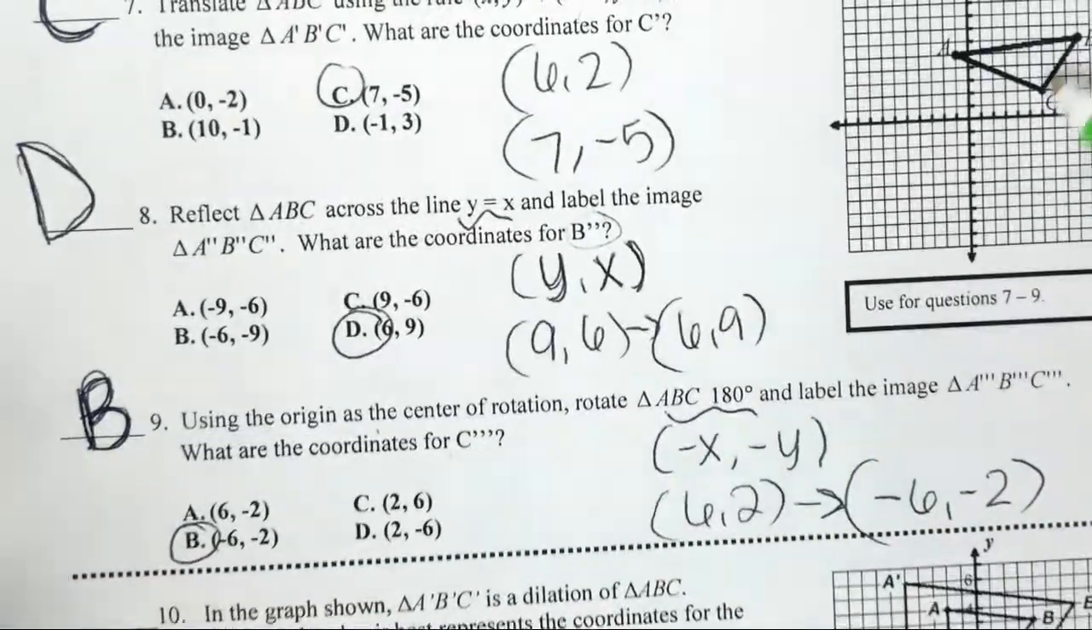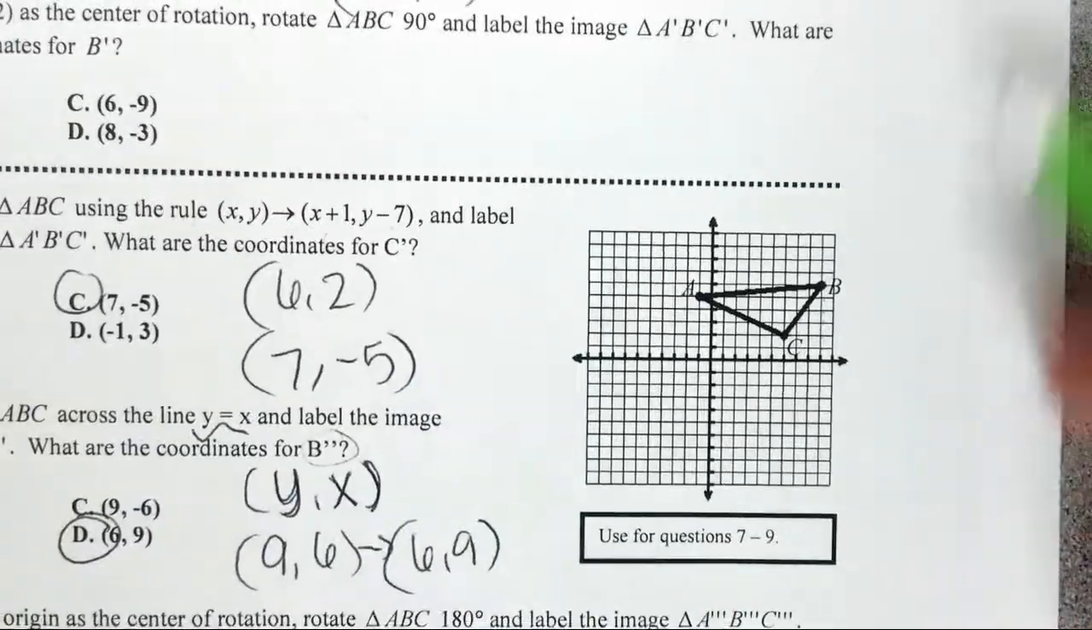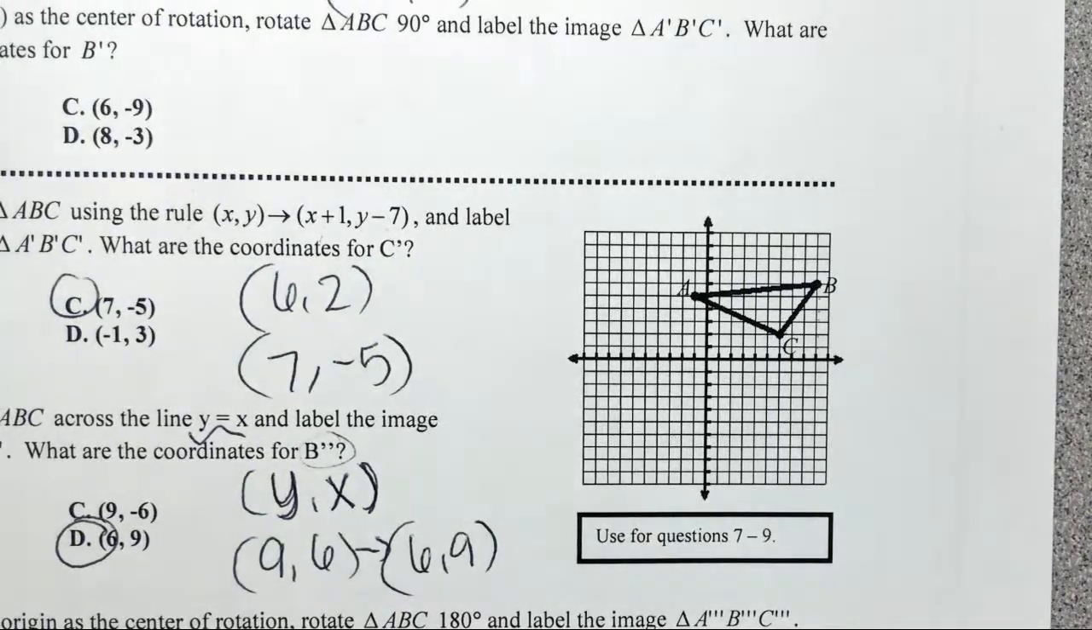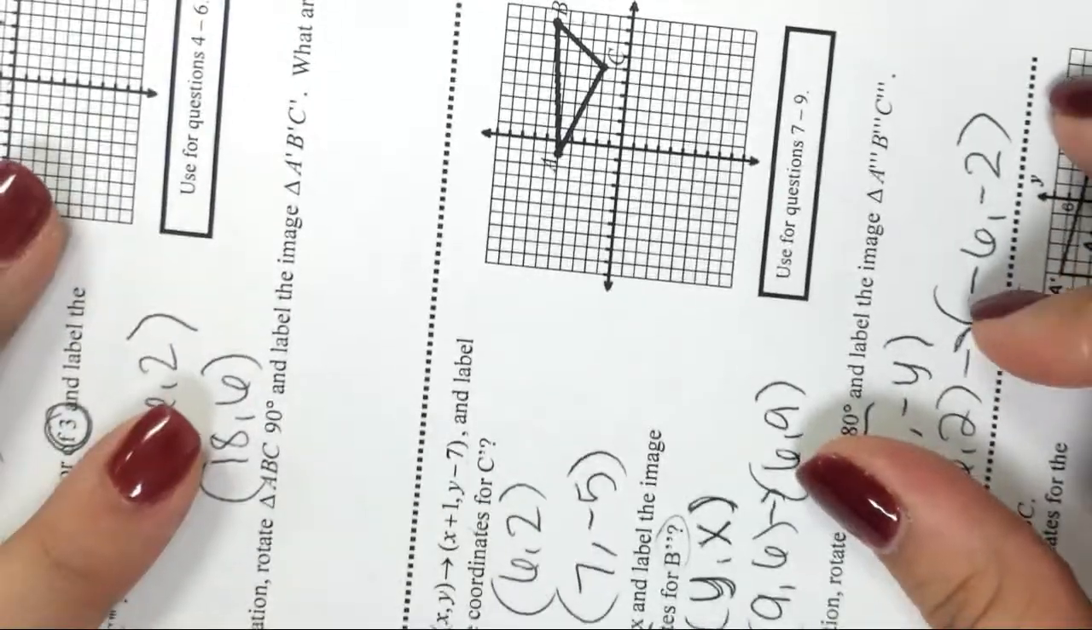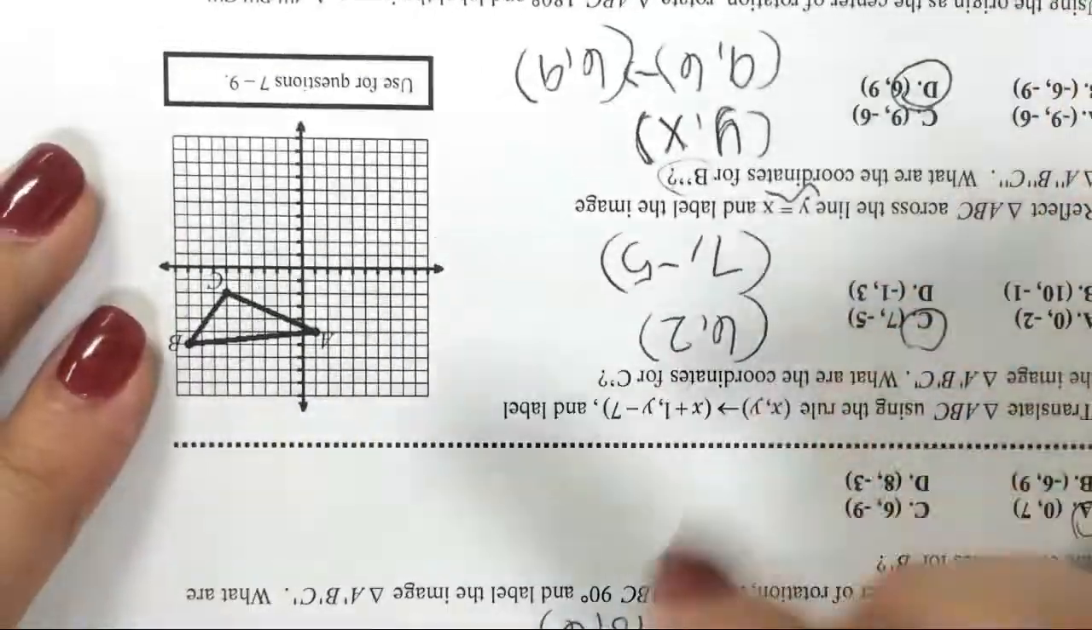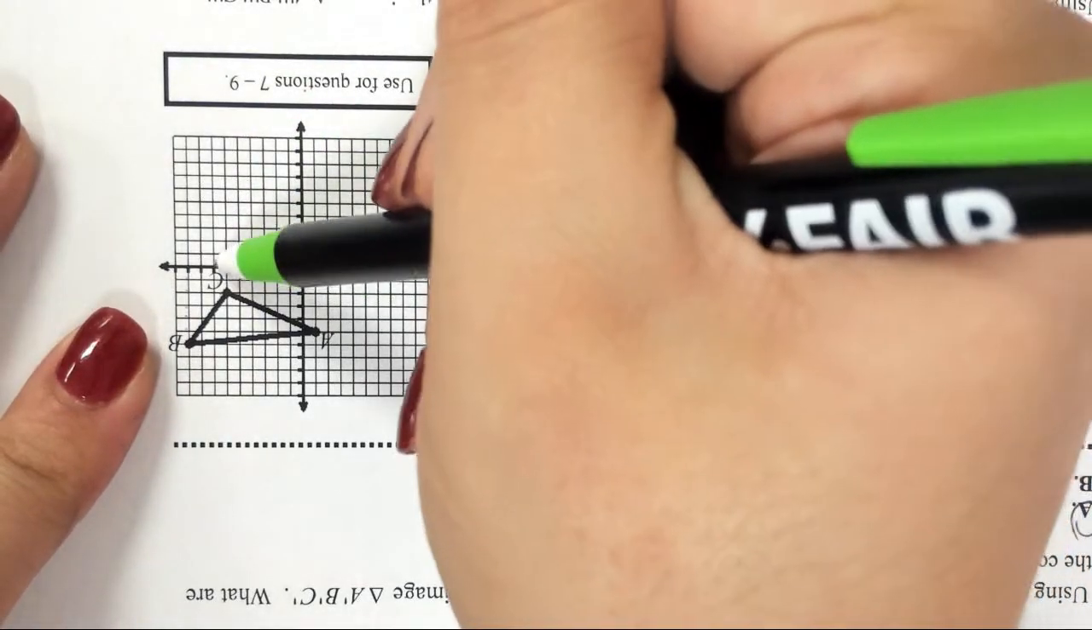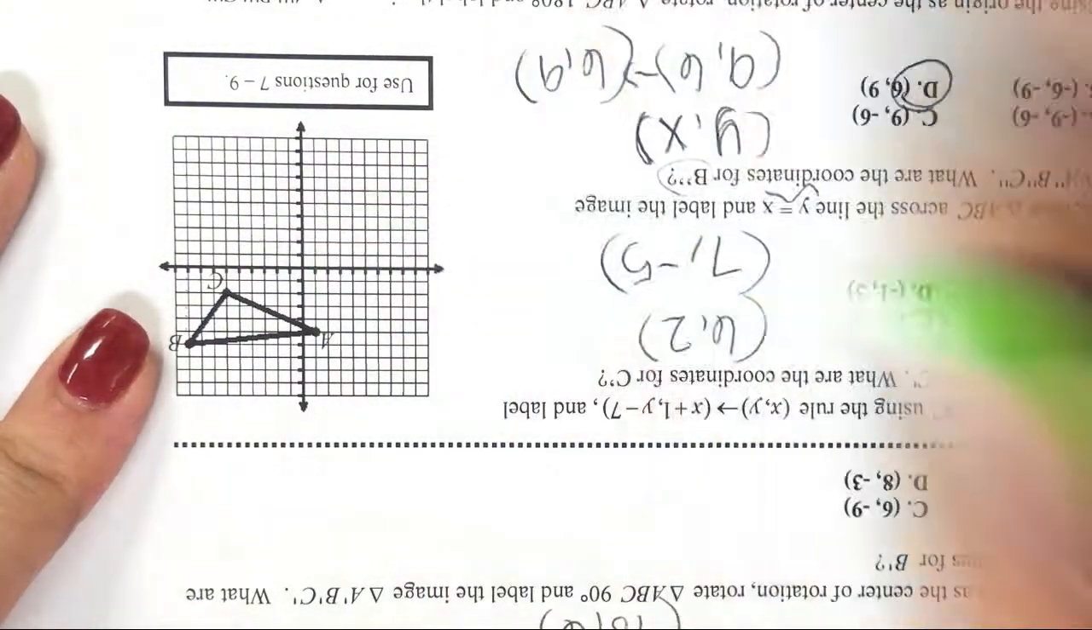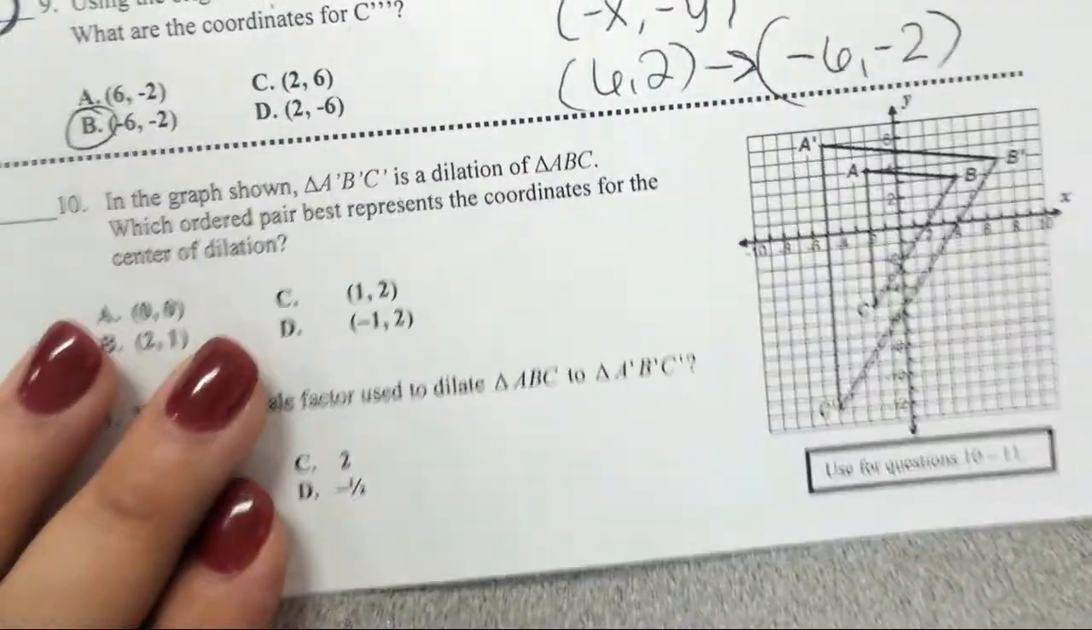A little trick right here too. If you're asking for C, remember, if you rotate 180, you can physically take your paper. That's 90. That's 180. Where does C end up at? It ends up at negative 6, negative 2. So you can also, for the rotations, if you don't know the rules, you can physically rotate your paper, but you have to understand how that works.